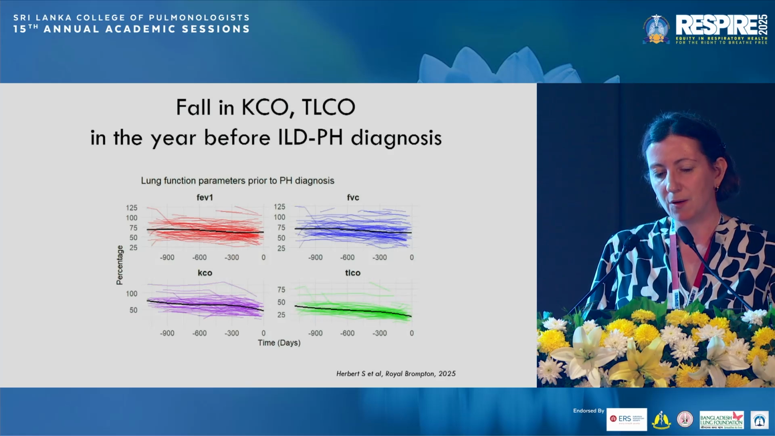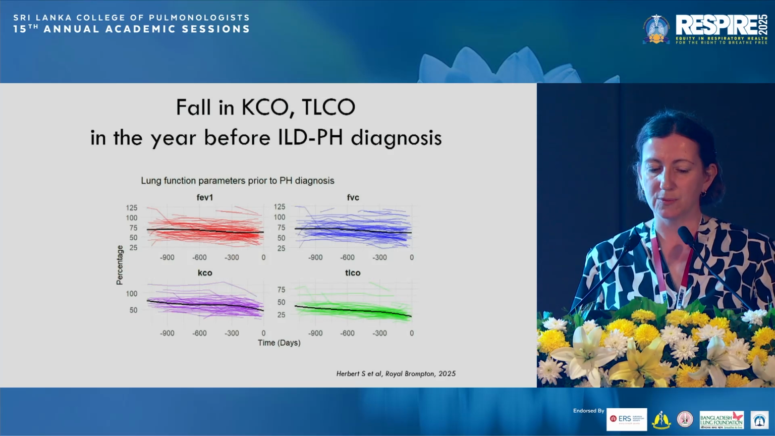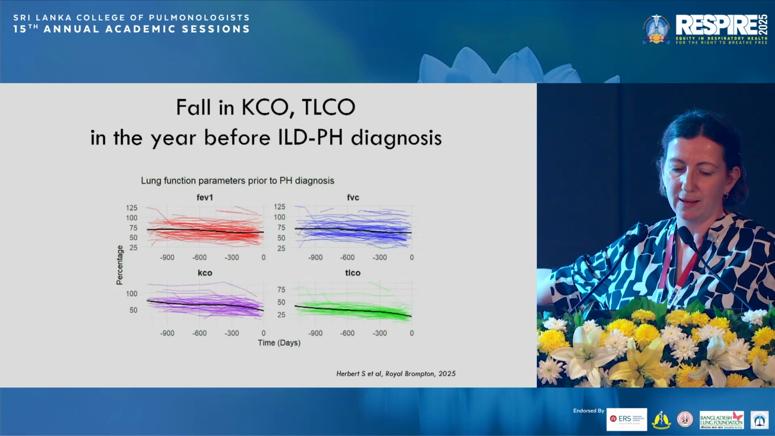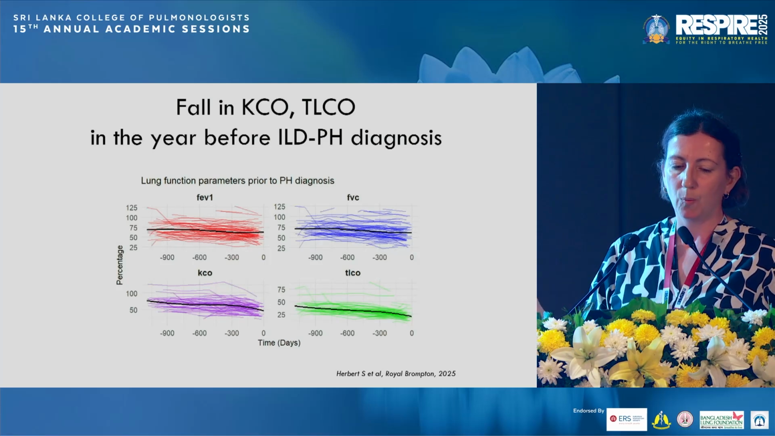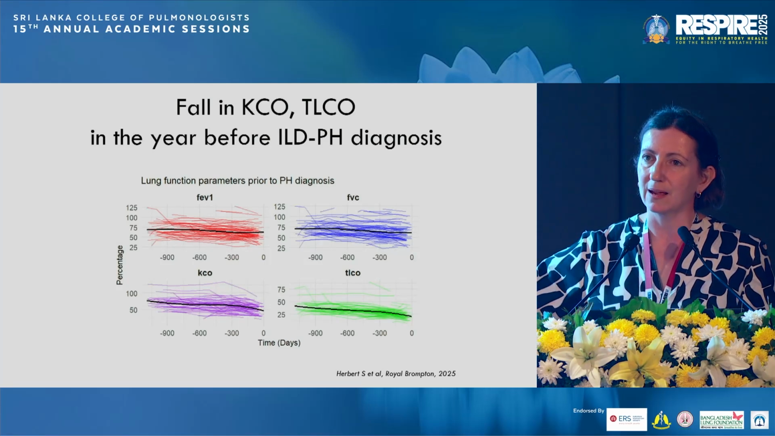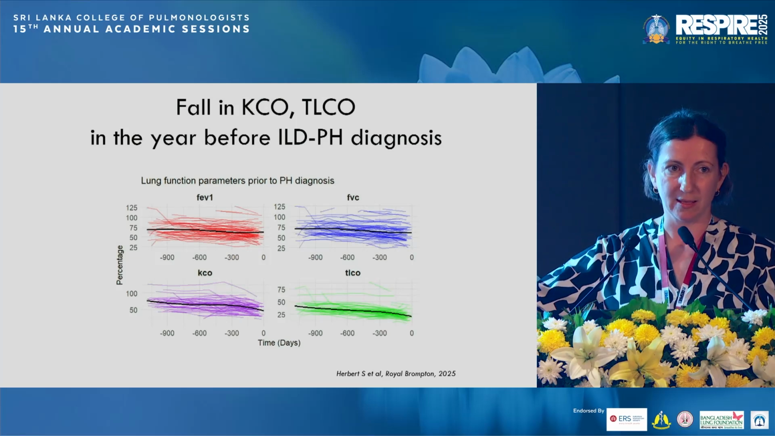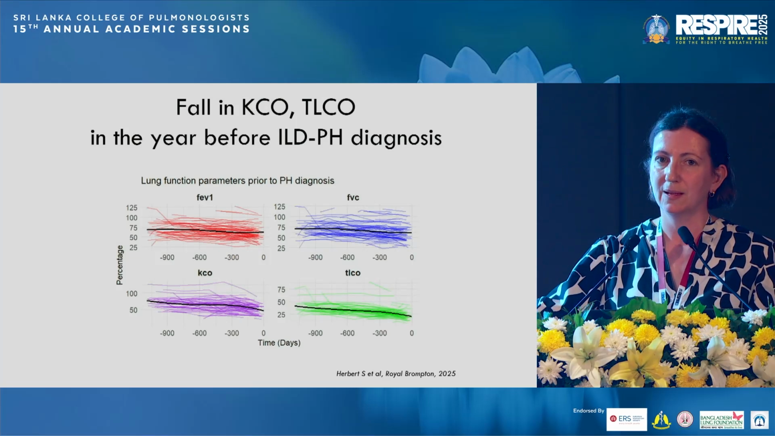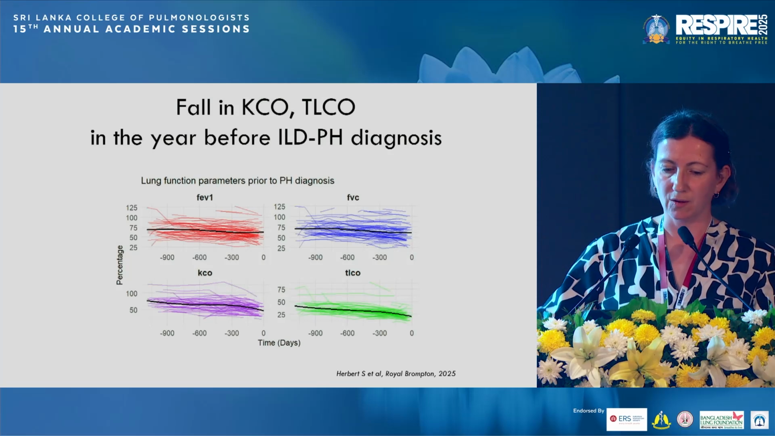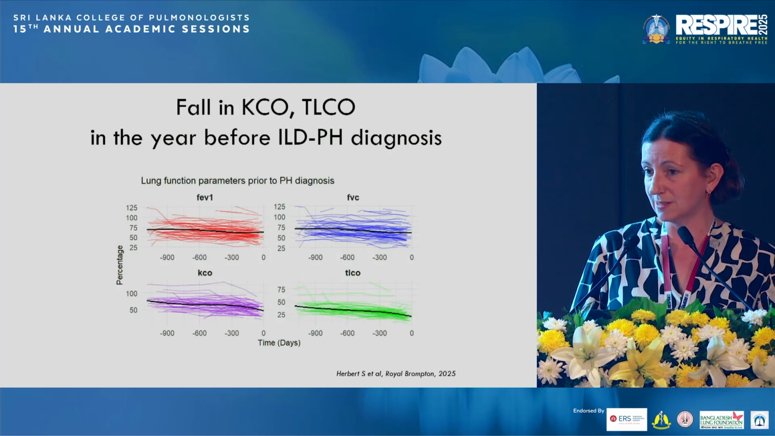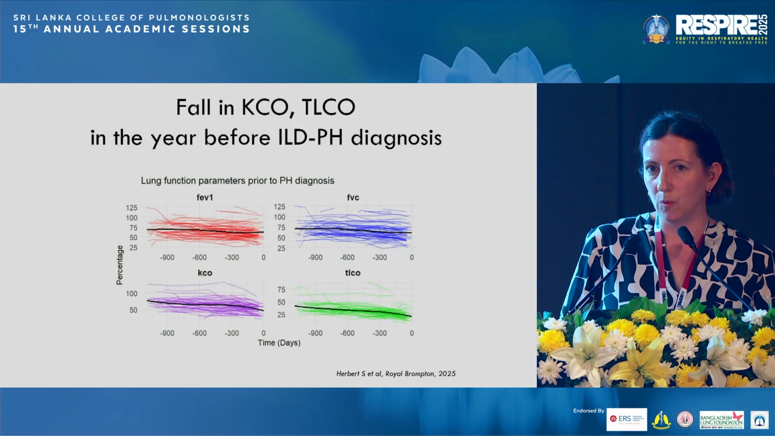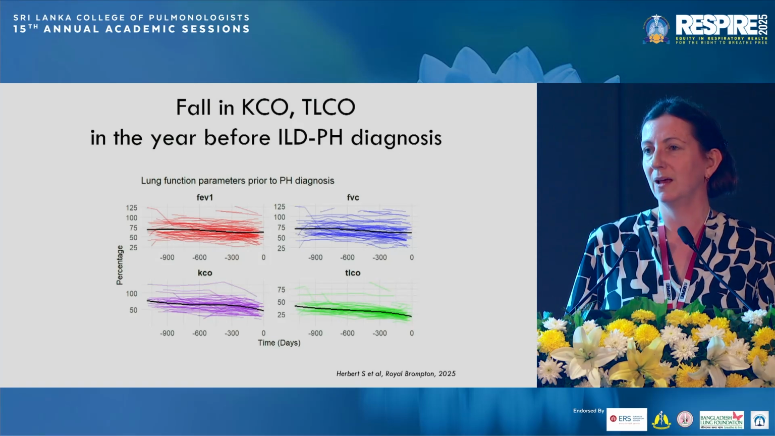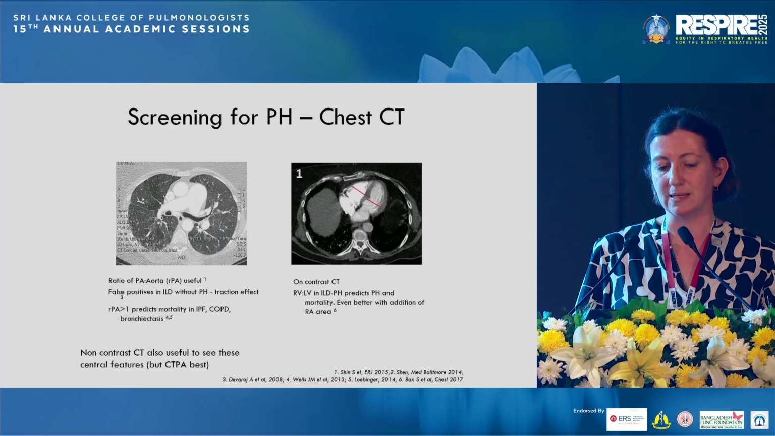We've looked at our data over 3 years, and just to highlight the bottom two, in the last year especially on the TLCO and the KCO, whereas the FVC remains static in long-term follow-up in fibrotic ILD patients, the gas transfer tends to drift down before a diagnosis of pulmonary hypertension in these patients, in the sort of year or so before. So you can predict, if you're starting to see this, the patient may be developing pulmonary vascular disease.